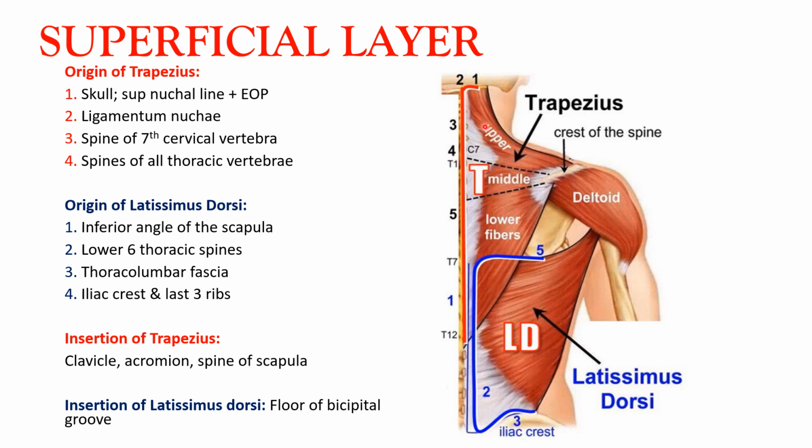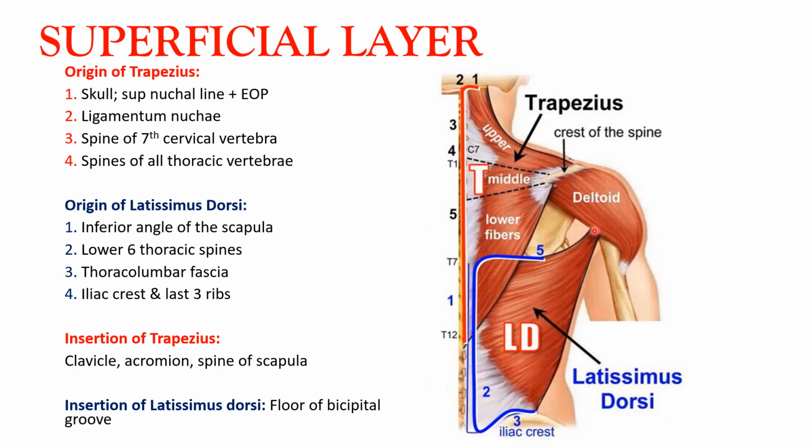Now for the insertion of the trapezius, it inserts on the clavicle here, and then the acromion, and then the crest or the spine of the scapula. So the clavicle, the acromion here, and then the crest of the scapula. And then for the insertion of the latissimus dorsi, it inserts here on the floor of the bicipital groove.